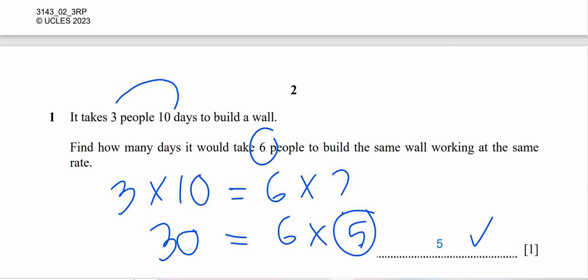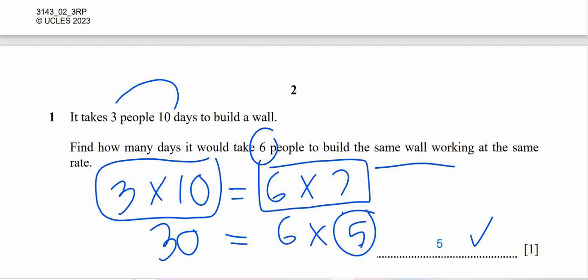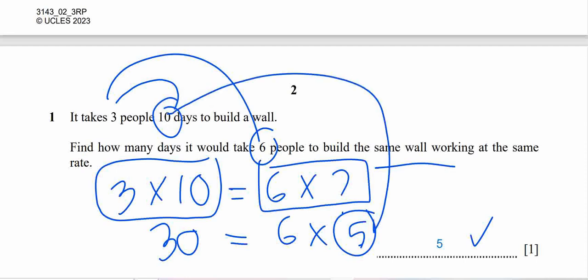The reason we can do this is the same wall, same amount of work. If 3 people take 10 days, then 6 people with the same amount of work should give us the same product. So it should be 5. So 3 times 2 is 6. Then we do with the 10. 10 divided by 2 will get 5. That is the logic. Alright, let's move on to the second question.